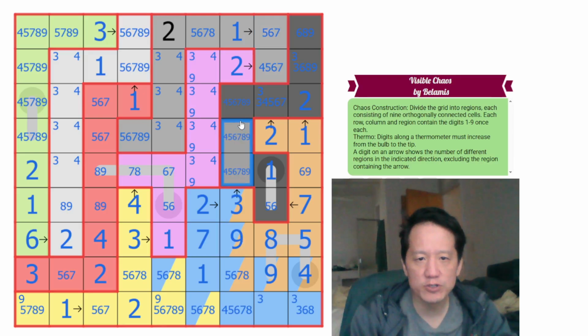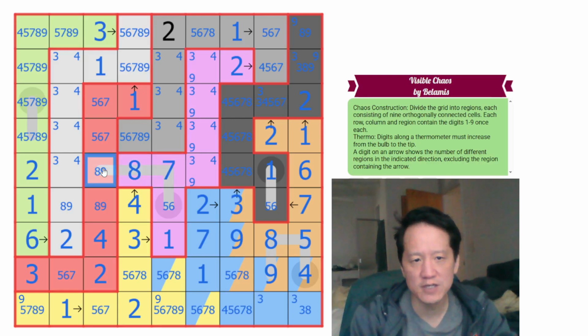This is 9, which means none of these can be 9. None of these can be 9. Where's the 9 in this dark region? It has to be one of these two, which means this can't be 9. This is now a 6. This can't be 6, and none of these can be 6. This can't be 6. That forces this to be 7, which makes that 8, which makes that 9, which makes that 8, which makes that 9.